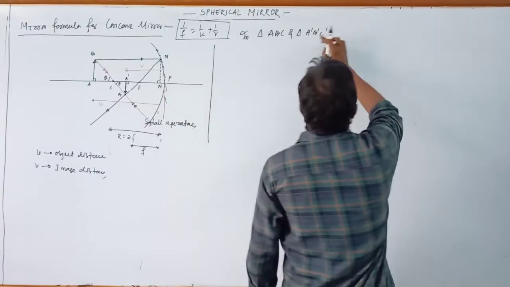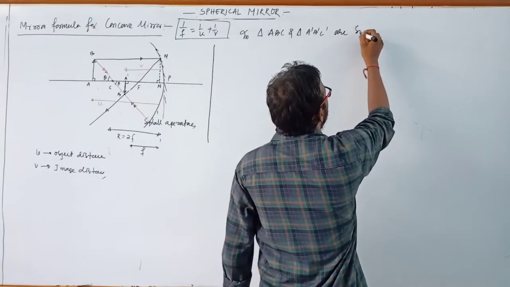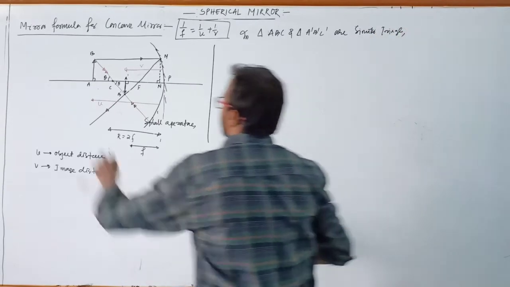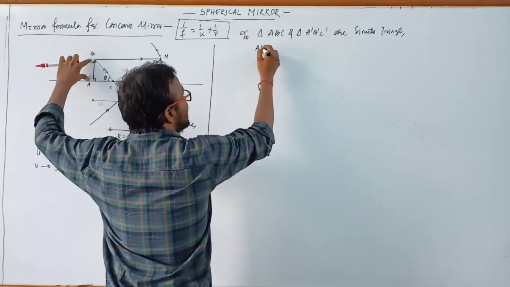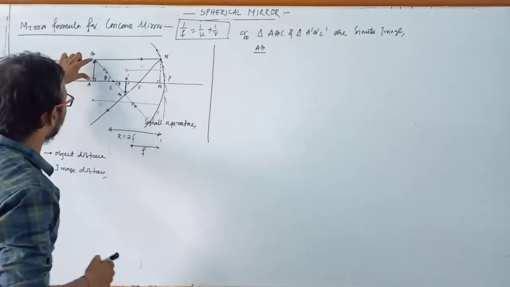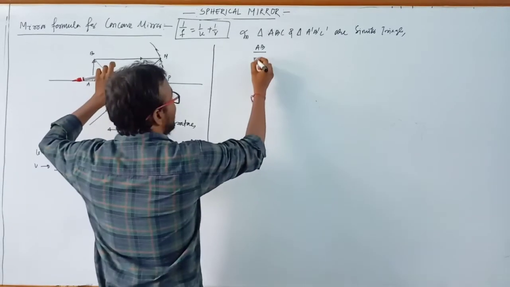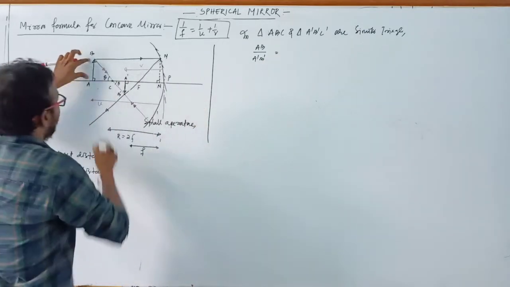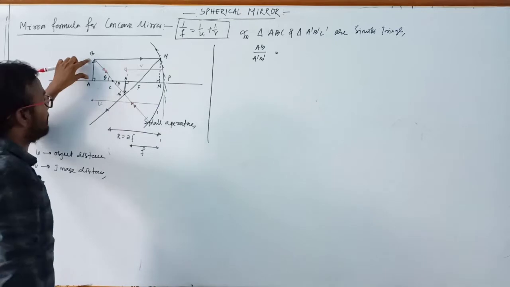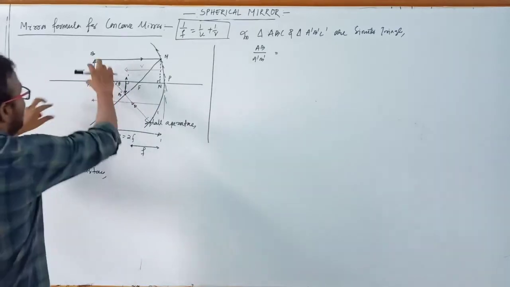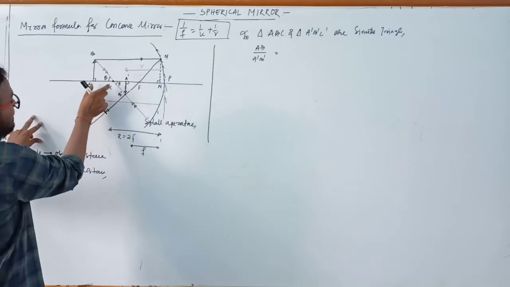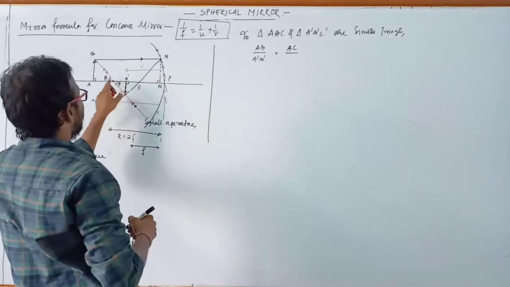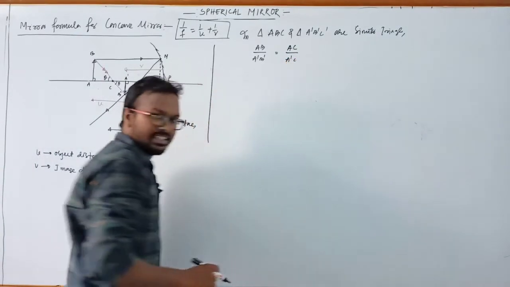Triangle ABC and triangle A'B'C are similar triangles. So we can use the formula: the distance AB divided by A'B', which is equal to AC divided by A'C, because this point C is common for both triangles. So AB by A'B' equals SC divided by A'C.